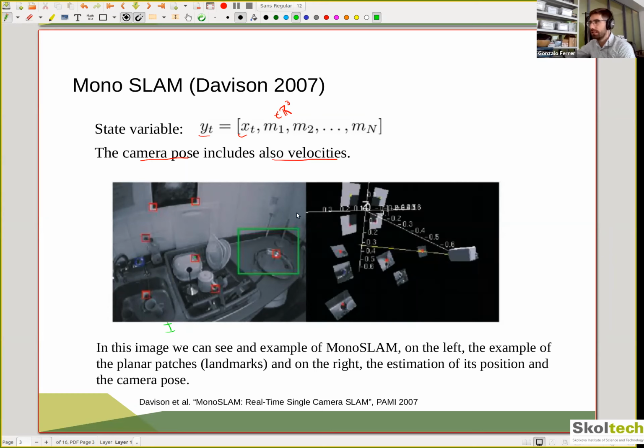So you see there's nothing in this kind of uniform texture. That's the reason. And then what we see on the right is this 3D map, with this rendering of where the camera is, right? So this is our x_t. And all these points in 3D are our landmarks. The idea is very similar to what we discussed. However, a peculiarity here is that we don't have odometry. So when we move, that's why they were including these velocities.